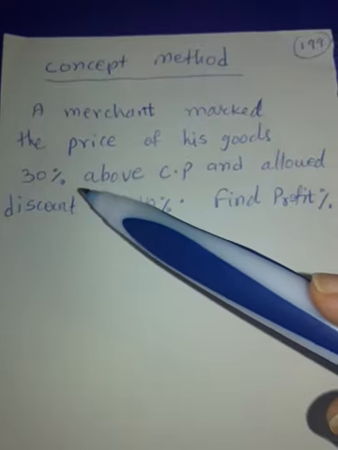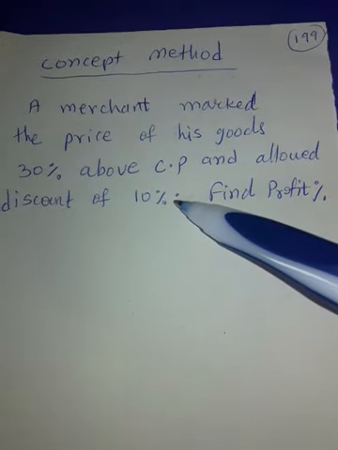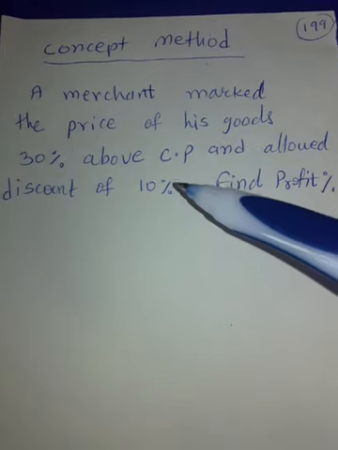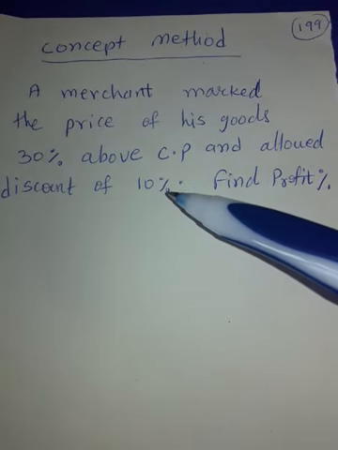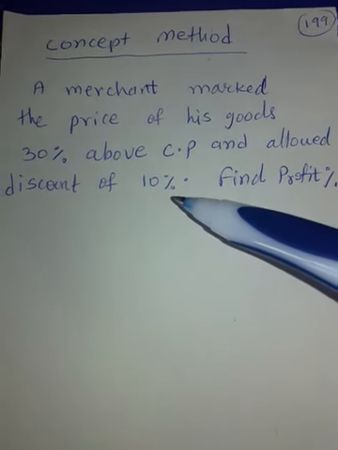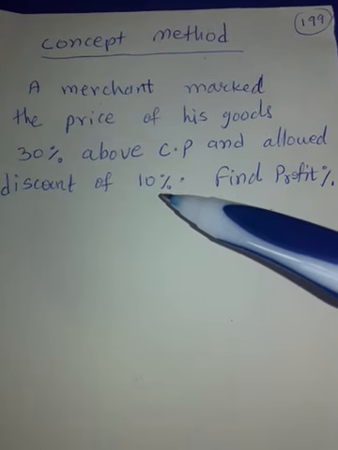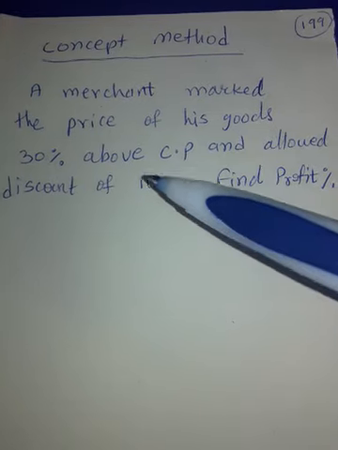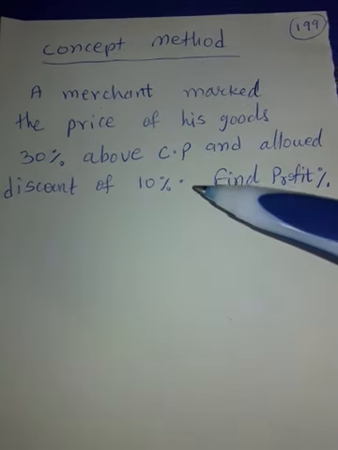So first raised by 30 and then reduced by 10. Does it mean the resultant discount is 20? 30 minus 10, 20. It doesn't mean that. If you have watched my earlier clips on percentage, there I have covered this concept of resultant discount. Please watch that clip so that you will understand this concept better.